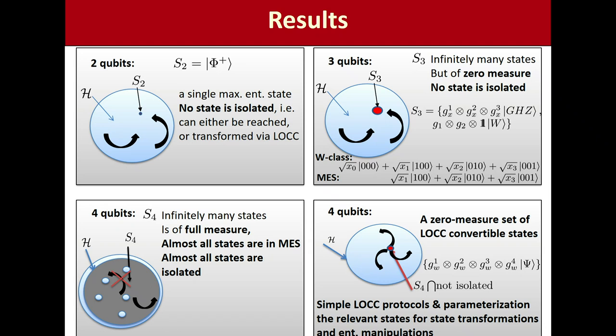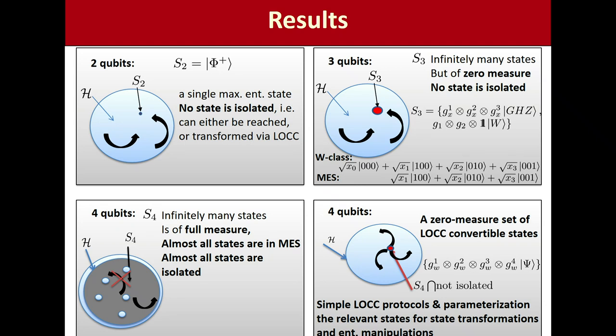In the three-qubit case, the maximally entangled set is this set here. Now, without entering any details, there are some parameters here, and it is a zero-measure set. So it's just a three-parameter family. In the three-qubit case, this set is enough to get the whole Hilbert space. So I only need to focus on this set if I'm talking about three qubits. The rest can be obtained via LOCC.